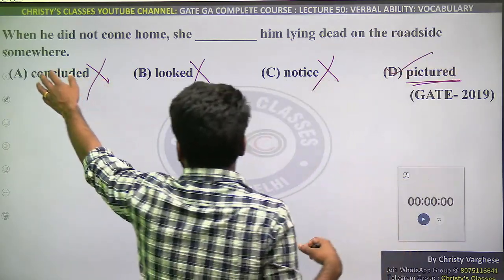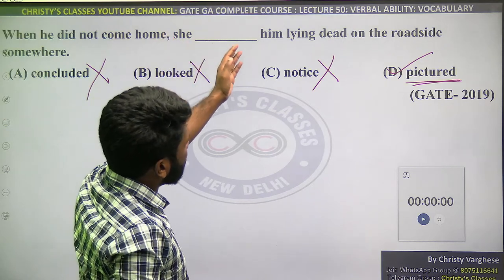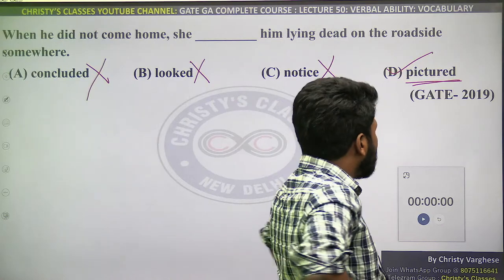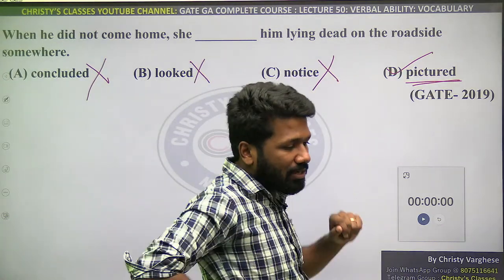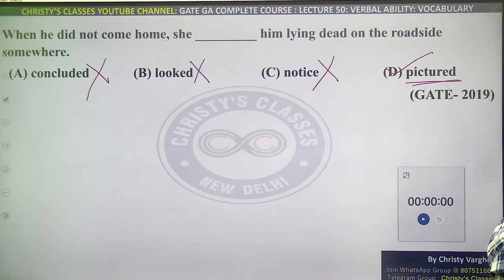Now read the sentence once again with that option. When he did not come home, she pictured him lying dead on the roadside somewhere. Yes, that is making sense. She pictured him. She is imagining that he is lying dead somewhere. So, would imagine here would have.